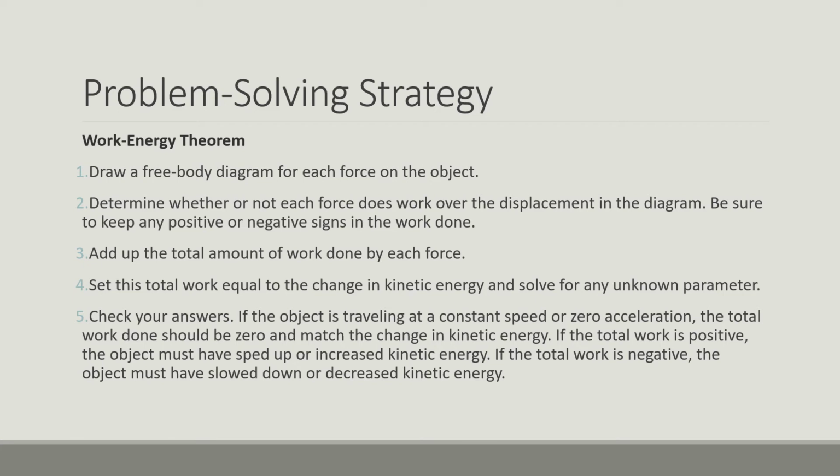5. Check your answers. If the object is traveling at a constant speed or zero acceleration, the total work done should be 0 and match the change in kinetic energy. If the total work is positive, the object must have sped up or increased kinetic energy. If the total work is negative, the object must have slowed down or decreased kinetic energy.